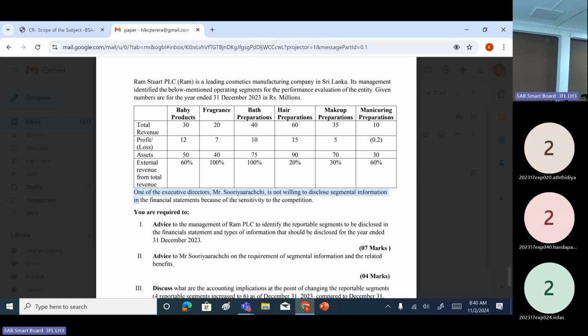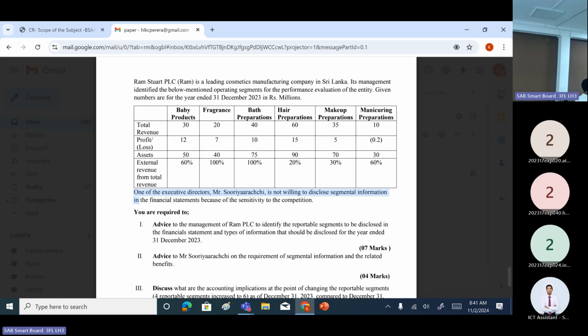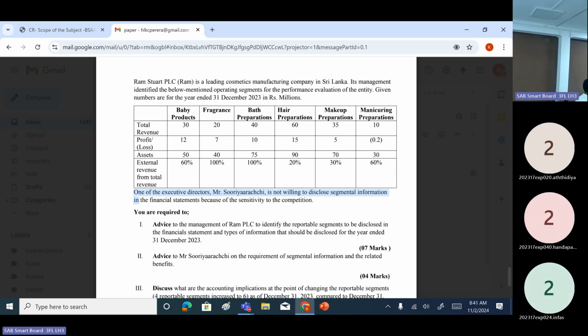So then, how we are going to identify what reportable segment is a tricky point. We are having operating segments, but reportable segments may differ from the operating segments. Why should we use this segment?